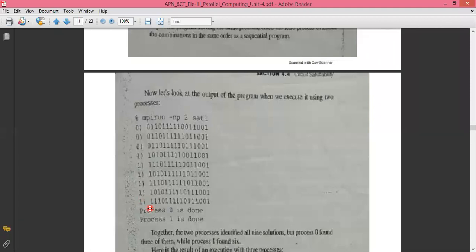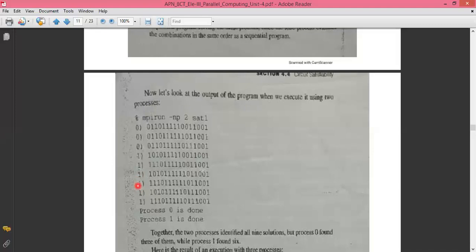That means the author is assuming that out of 65,536 combinations, there are only 9 combinations which are satisfying the condition. Out of that, 3 of the combinations are identified by process 0, and the rest of the 6 combinations have been identified by process 1. This 0 and 1 is representing the process ID.